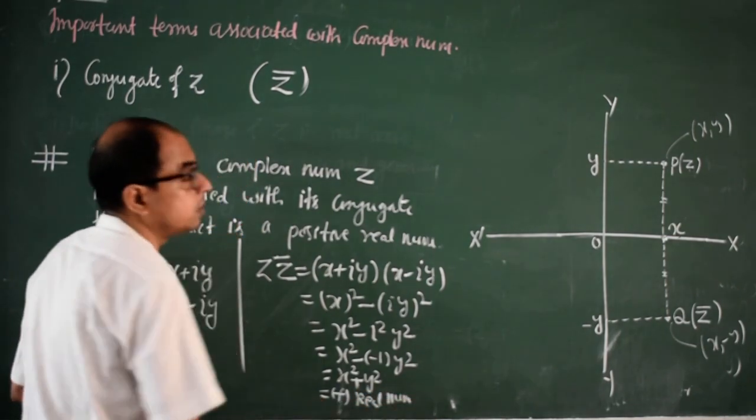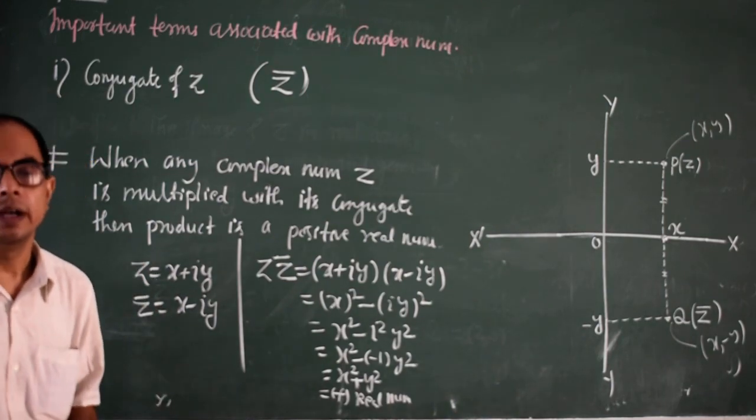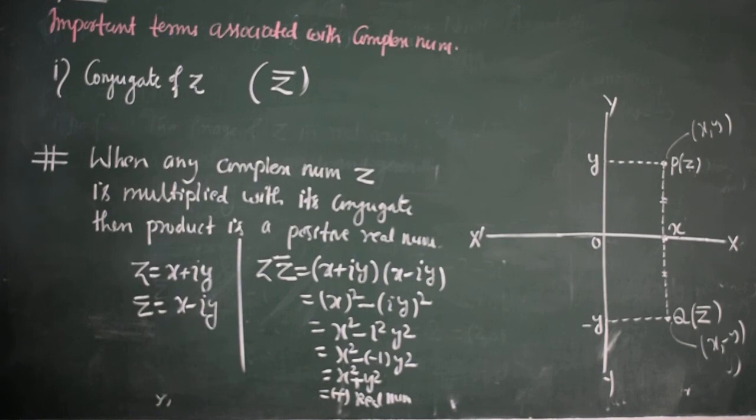So when any complex number is multiplied by its conjugate, the product is always a real number. So keep this point in your mind.